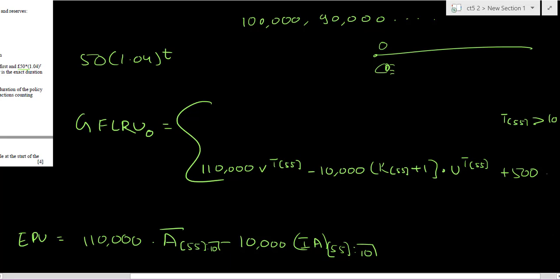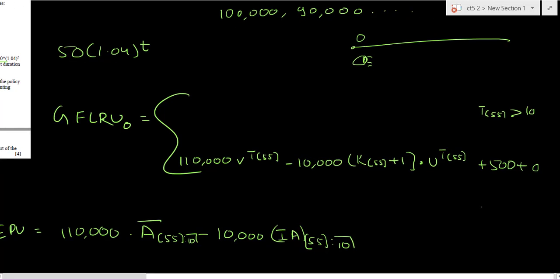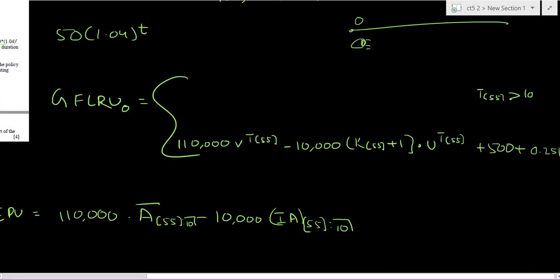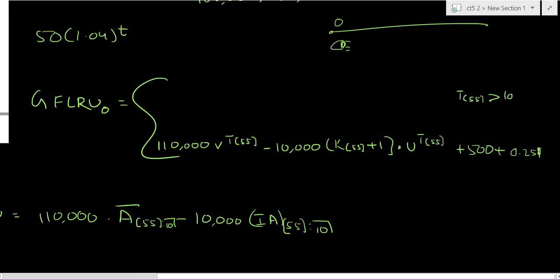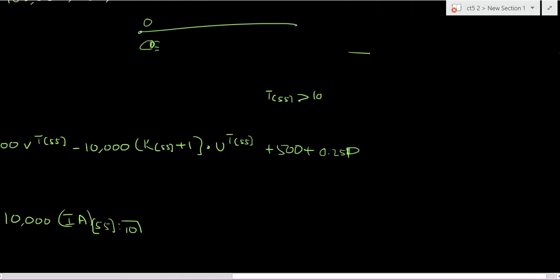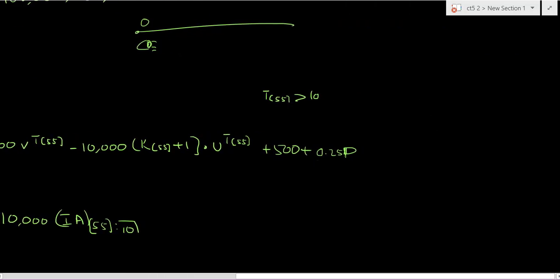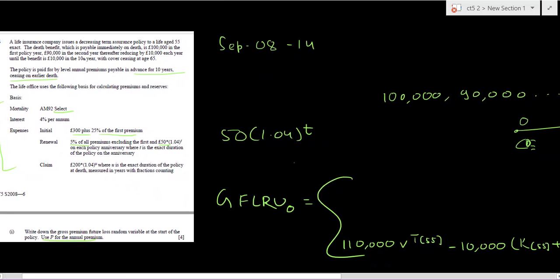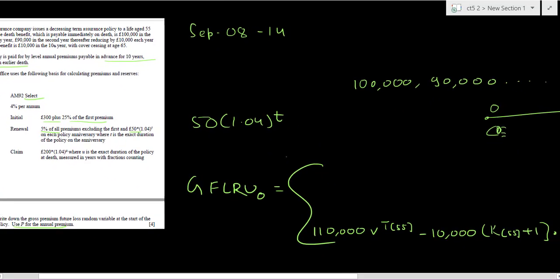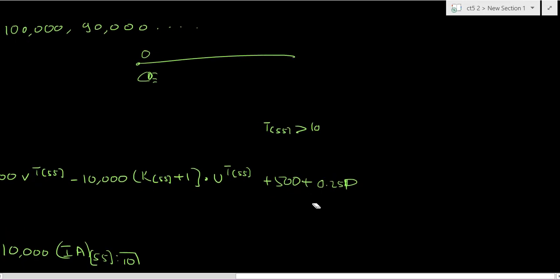So 500 is your amount of expense, and there is additionally 0.25p. So that is basically your amount of initial expenses. You can think of that, and let's try to fix this. Let's see what was the amount of initial expense. All right, so your initial expense is this amount.